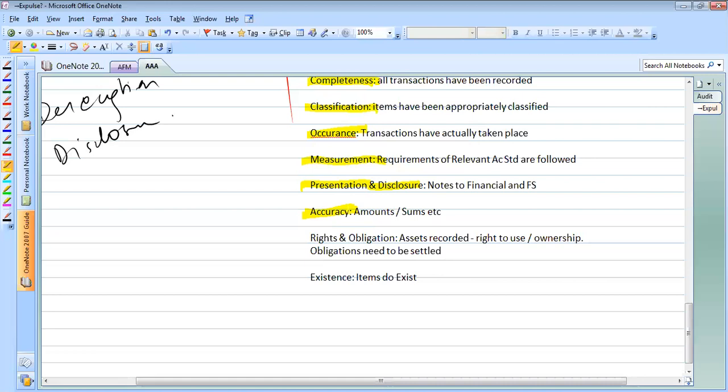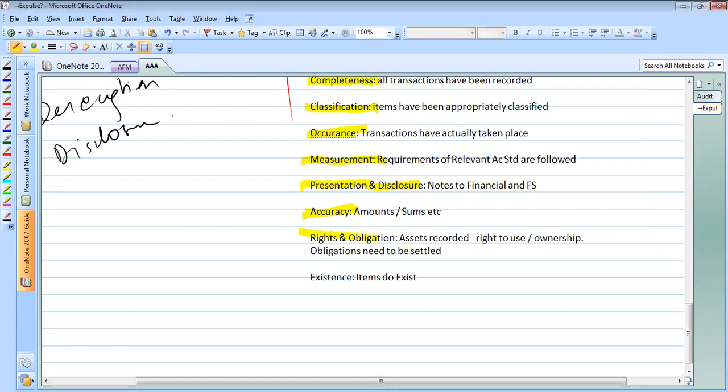So what the management is saying is that whatever amounts have been shown, they have been shown correctly. Whatever values have been shown, they have been shown correctly. If there are any calculations like depreciation etc. that we have performed, they are all done in a proper manner. That's what the management is claiming.